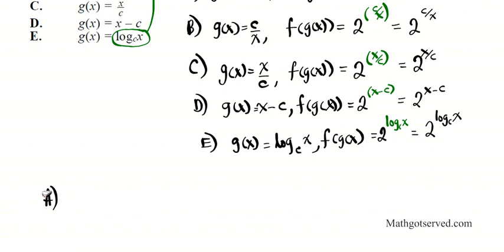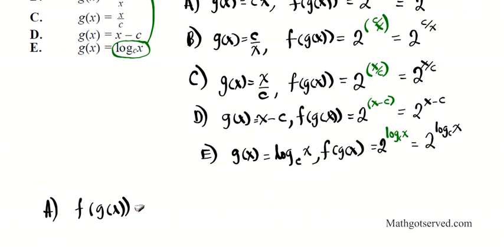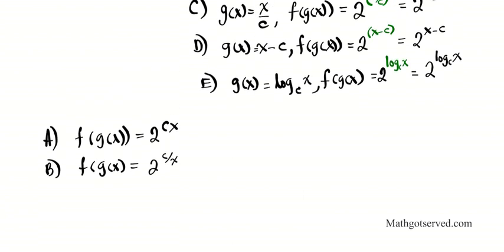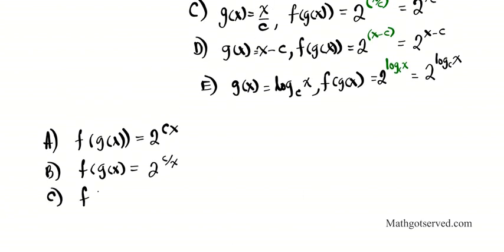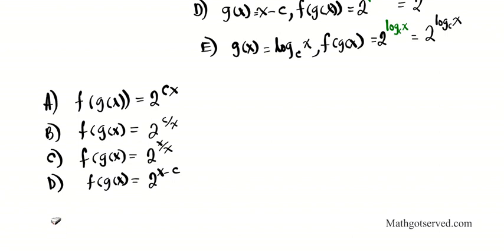Okay, so option A, f of g of x was 2 to the cx. For option B, f of g of x was 2 to the c over x. And then for option C, f of g of x was 2 to the x over c. And then option D, f of g of x was 2 to the x minus c. And then for option E, f of g of x was 2 to the log base c of x. Okay, so I'm just writing it because I ran out of space, okay?